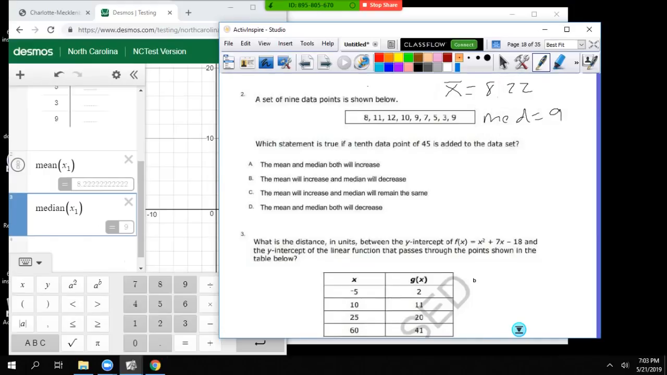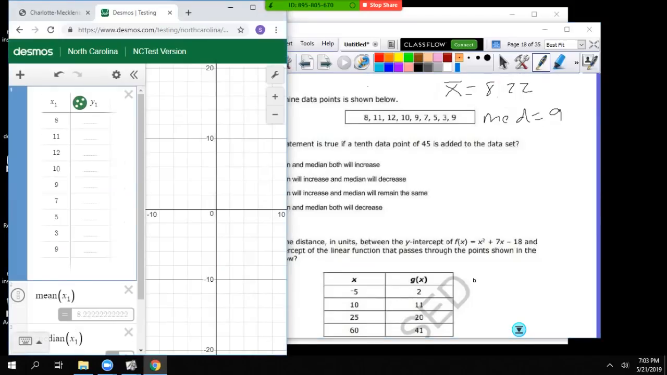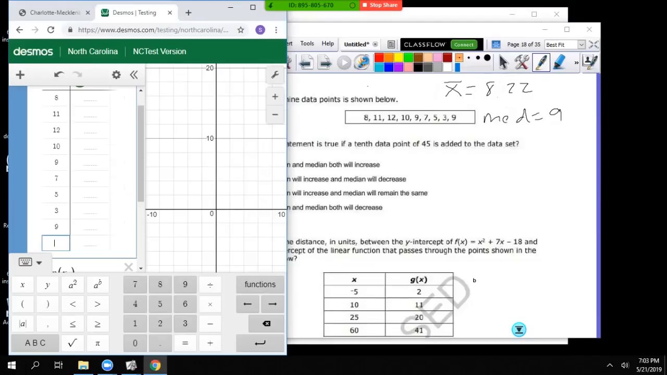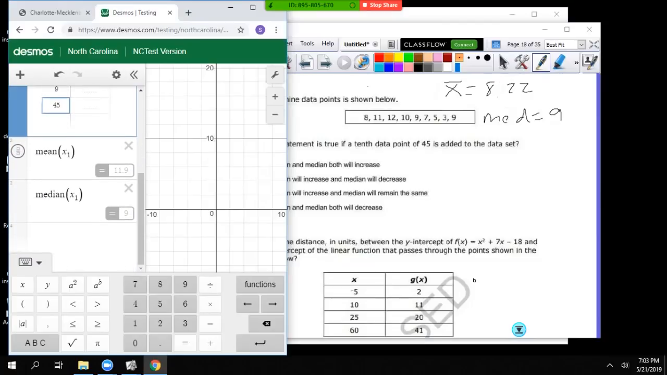And I'm going to just go back to my original table, and I'm going to enter in that 10th data point that they asked me about, of 45. So here is 45, and let's see what changes. I don't have to recalculate anything. It'll do it all for me. So using the data that I've now entered, including the 10th point, the mean is now 11.9. The median now is 9.